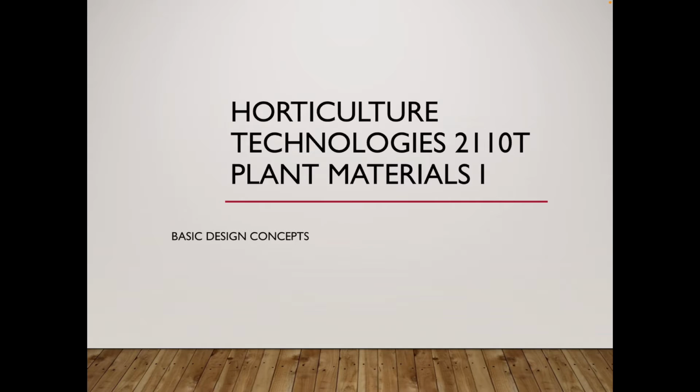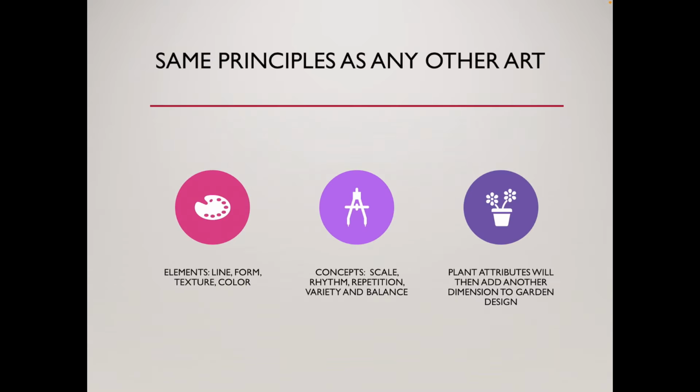All right, basic design. This is not designed to give you a full and complete understanding of every in and out and nuance of landscape design. It's designed to get you thinking about how one thinks about coordinating and combining plants with the other elements and features of your landscape. It follows the same principles as any other art form. So you have elements: line, form, texture, and color. We have concept, scale, rhythm, repetition, variety, and balance.